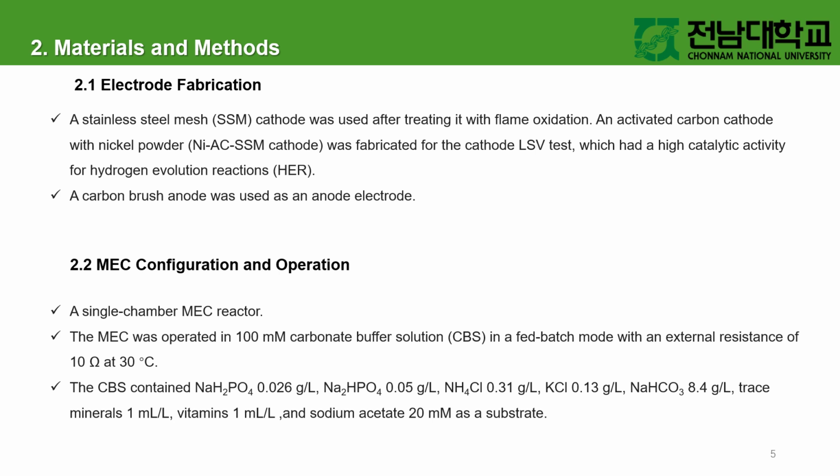When the current of the MFC was stably produced, the experiment was performed by switching to MEC mode. The voltage applied between the anode and cathode was 0.9 V using a power supply. The MEC was operated in 100 mM carbonate buffer solution in a fed batch mode with an external resistance of 10 ohms at 30 degrees Celsius.